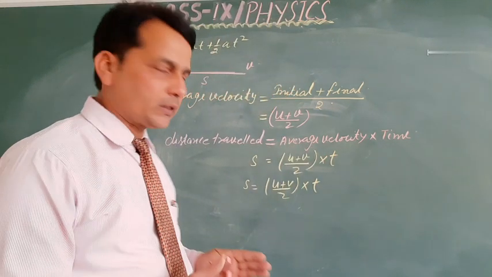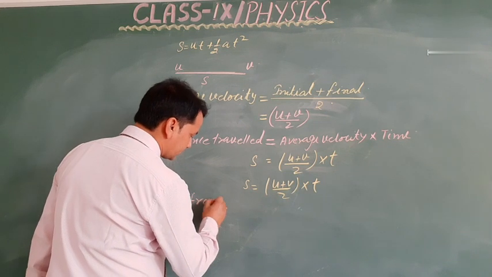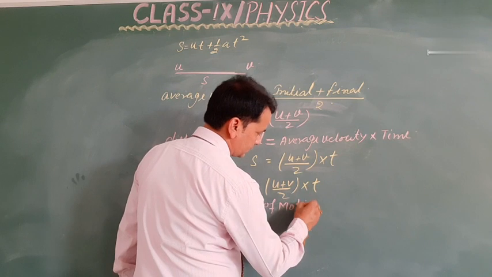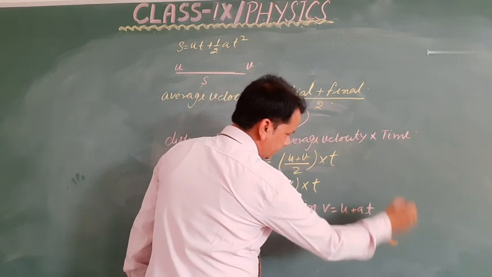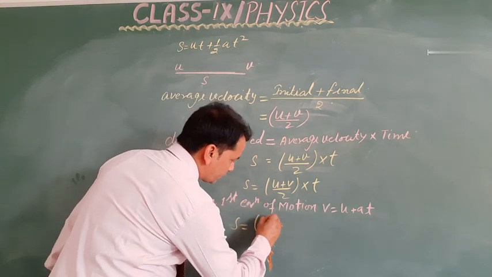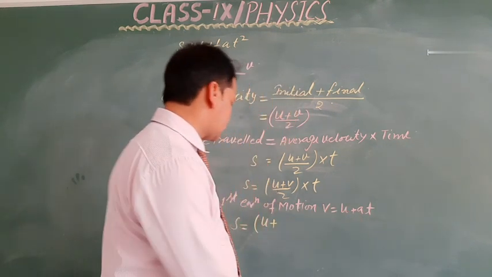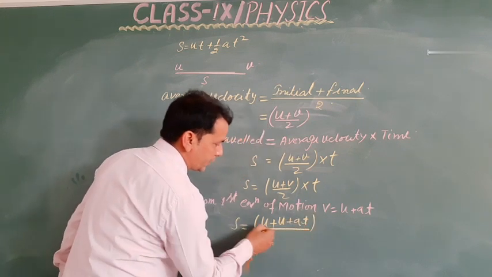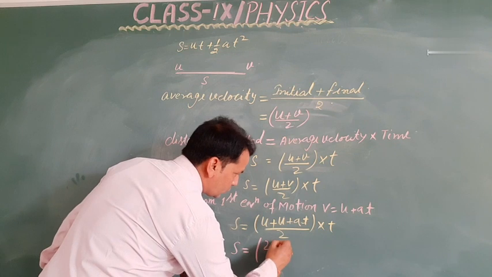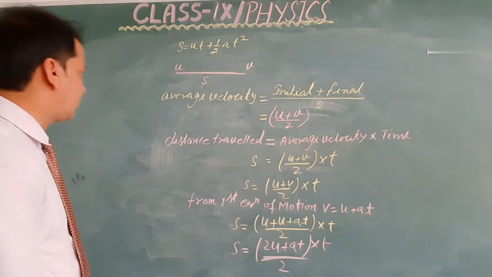From the first equation of motion, v equal to u plus at, we put the value of v in the distance equation. Then s equals u plus, putting v equal to u plus at, that means u plus at, by 2 into t. Here u plus u is 2u, so s equals 2u plus at into t by 2.